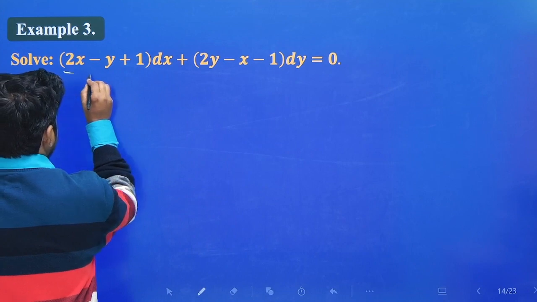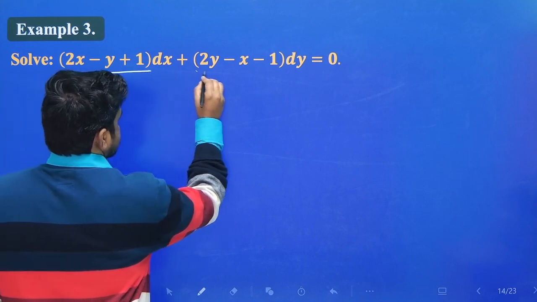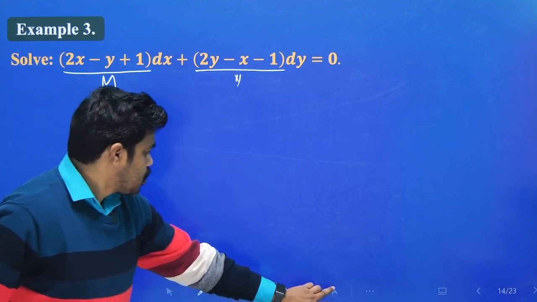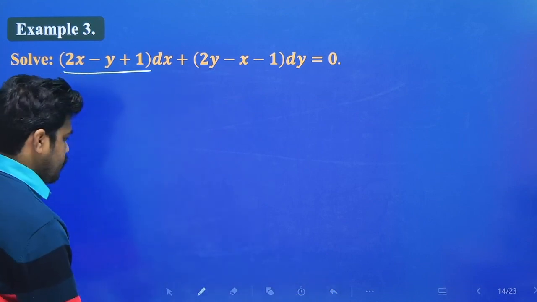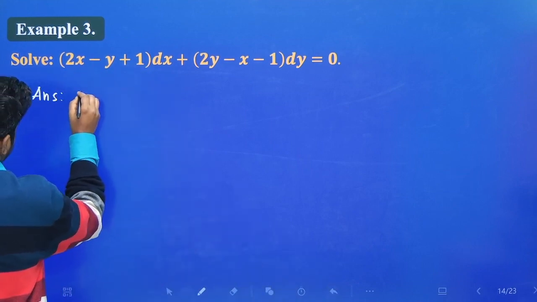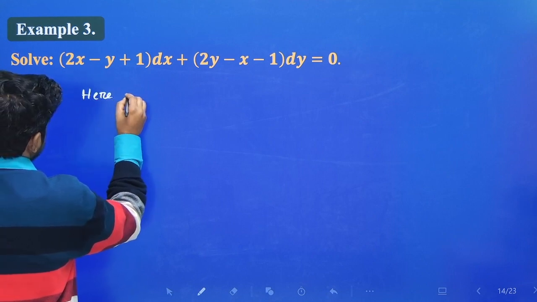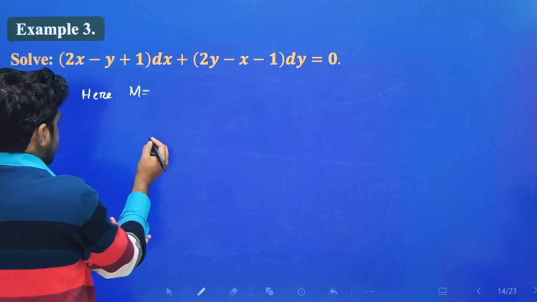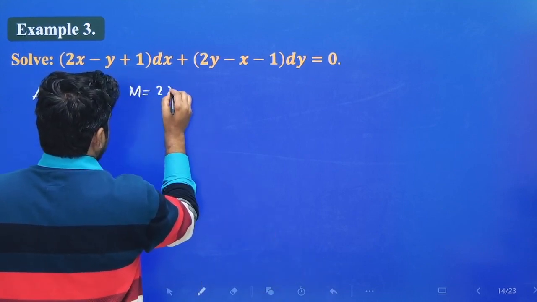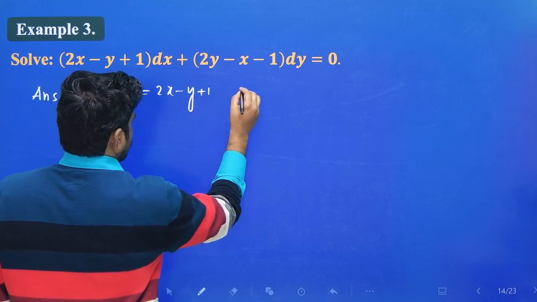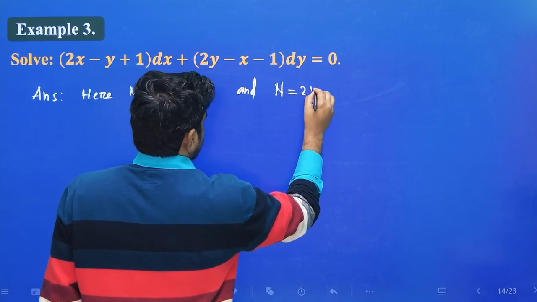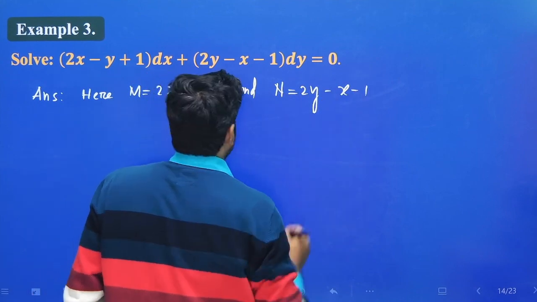Here this is m and this is n, right? Okay, so here m is equal to 2x minus y plus 1 and n is equal to 2y minus x minus 1.